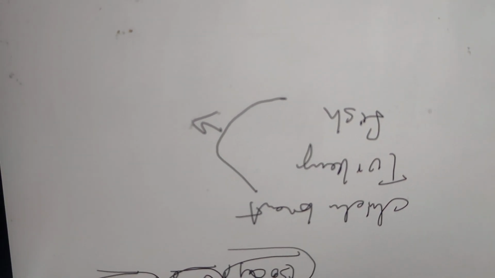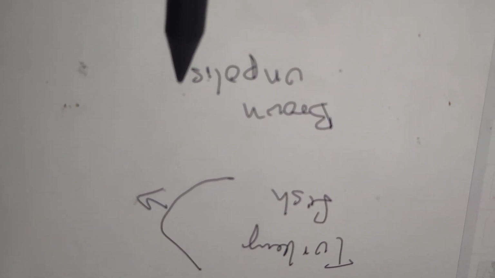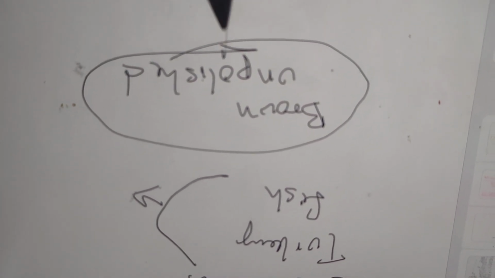Foods rich in this are chicken breast, all the organ meats, turkey, fish. All these you can see thiamine. But mostly if you take brown rice or unpolished rice, you will get more thiamine.